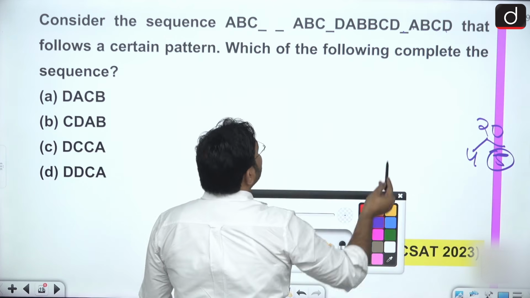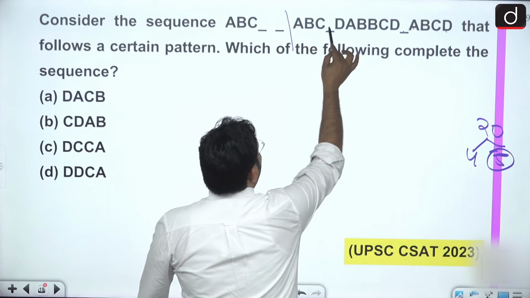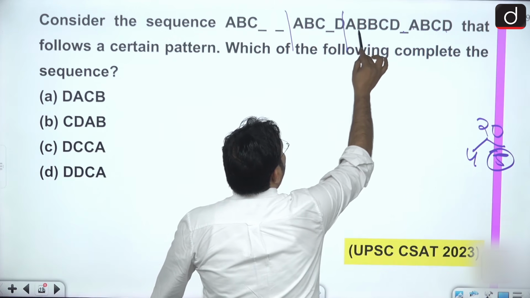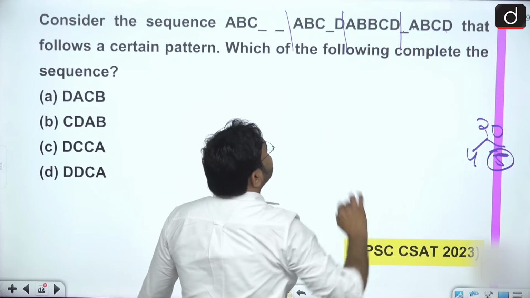So we need to break it into 5 parts. 1, 2, 3, 4, 5. 1, 2, 3, 4, 5. 1, 2, 3, 4, 5. Got it?